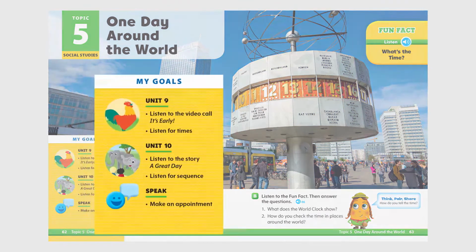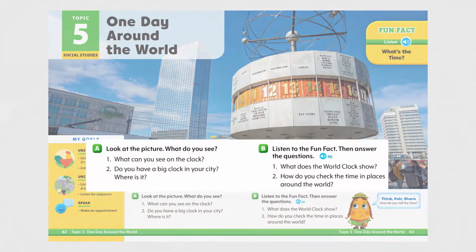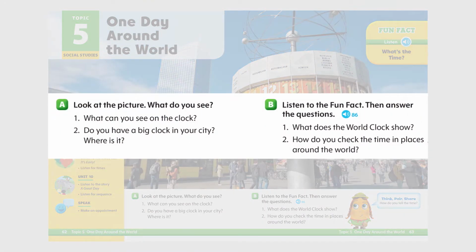With the My Goals section, students can easily see what they are going to listen to and speak about and what strategies they're going to develop. Have students review these goals so that they have a clear idea of what they will focus on. The questions on this page are based on the picture, the topic, and students' own prior knowledge. Use these questions to prepare students for the activities in the 2 units. This will help boost their interest in the topic.